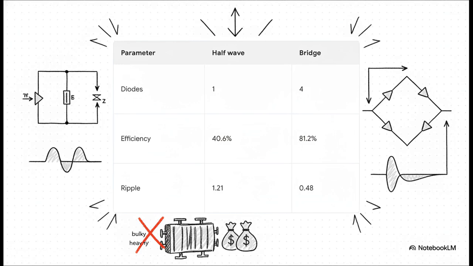When you compare the different designs, the bridge rectifier emerges as the clear winner for modern equipment. It boasts a maximum efficiency of 81.2% and a relatively lower ripple factor of 0.48. Plus, it pulls this off without needing a bulky, heavy, and expensive center tap transformer like the older full-wave designs did. But wait a second, a ripple factor of 0.48? That is still a massive fluctuation.